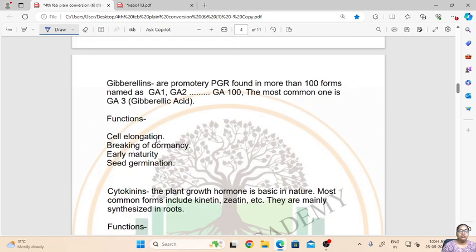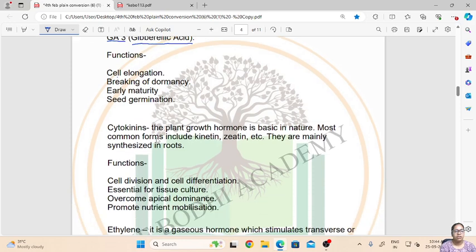Then come gibberellins. So gibberellins are the second type of growth regulators. The most common gibberellic acid is A3. So this is the most common gibberellin which is found in the plant. So what are the functions? Function is cell elongation, breaking the dormancy, early maturity, and seed germination. So it helps in cell elongation, in seed germination, early maturity. These are the functions of gibberellins.